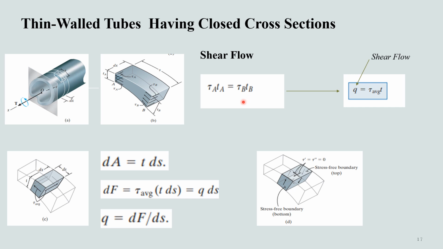This important result states that the product of average shear stress times the thickness of the tube is the same at each point on the tube's cross-sectional area. This product is called shear flow, and it is generally expressed in these terms: tau average times the thickness will be equal along the cross section of this tube. Since q is a constant over the cross section, the largest average shear stress must occur when the tube's thickness is the smallest.